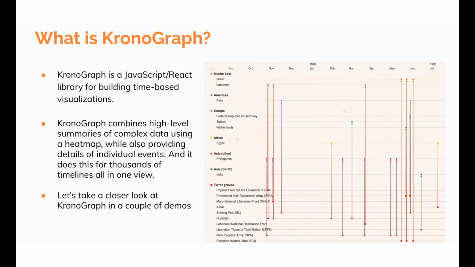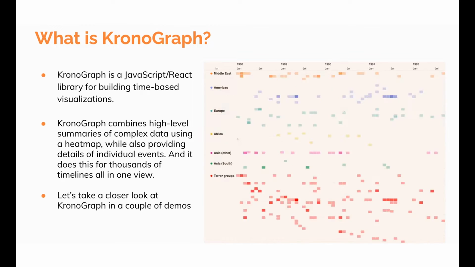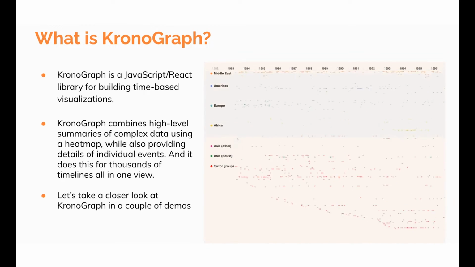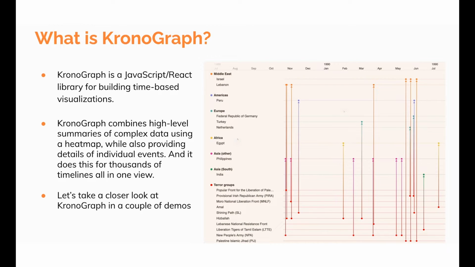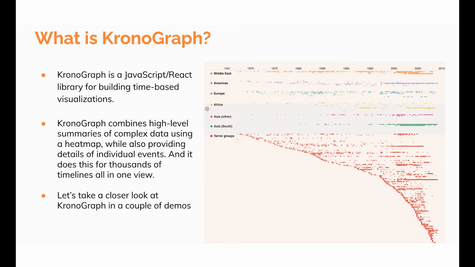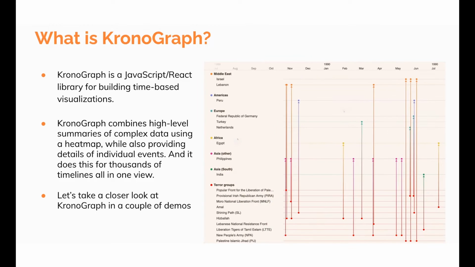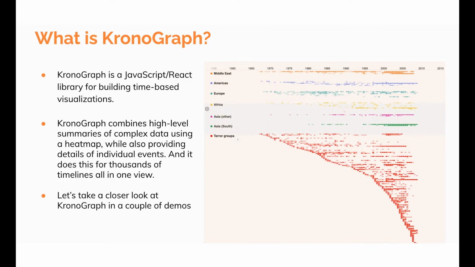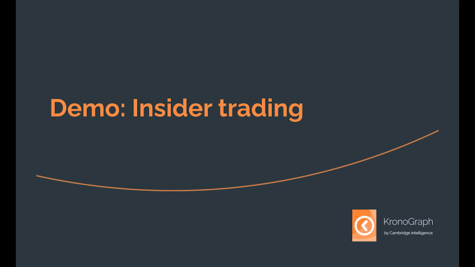We work with customers across many different verticals, from cyber and IT, security and intelligence, law enforcement, pharma, supply chain, and so on. Whereas most time-based visualizations are good at providing insights for one or a limited number of entities, KronoGraph is able to provide insights for thousands of entities all in one timeline. So there's no better way to properly understand KronoGraph until we actually see it. So let's take a look at some demos, starting with an insider trading demo.